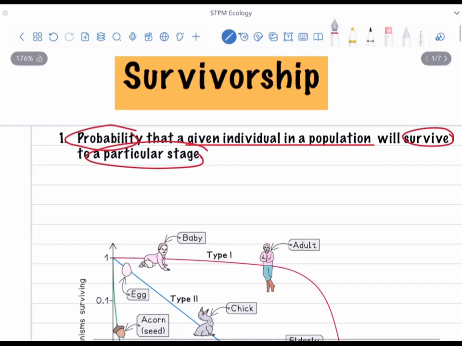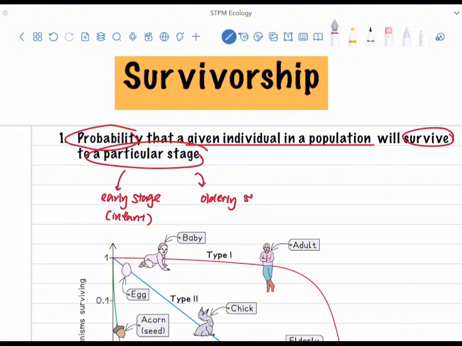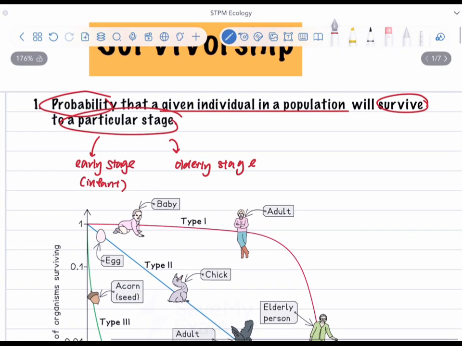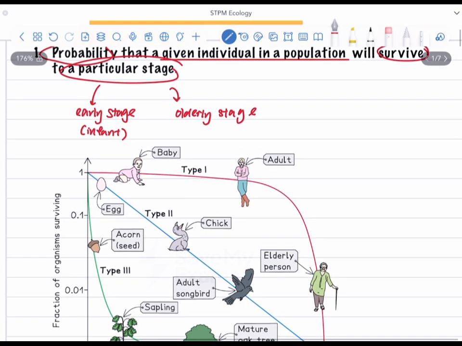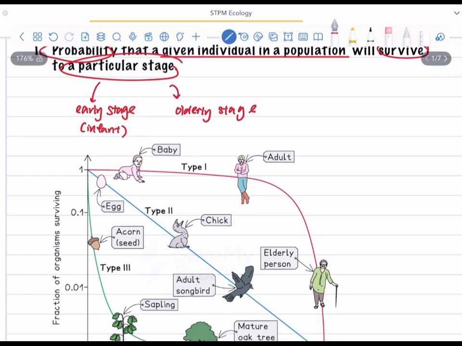So this particular stage means you want to know the survival of a given individual, whether it's at the early stage, which is normally the infant stage, or we can say the elderly stage. So in population ecology terms, it is defined as the percentage of an original population that survives to a given stage.